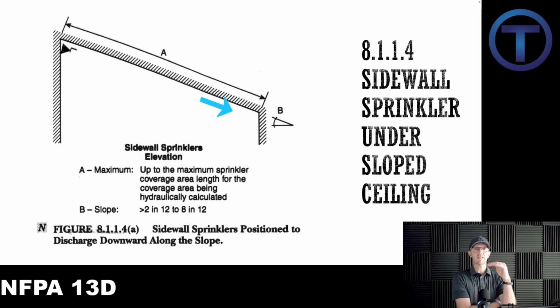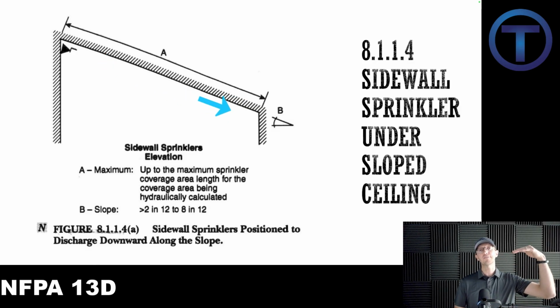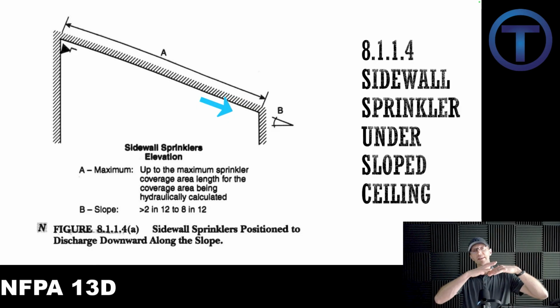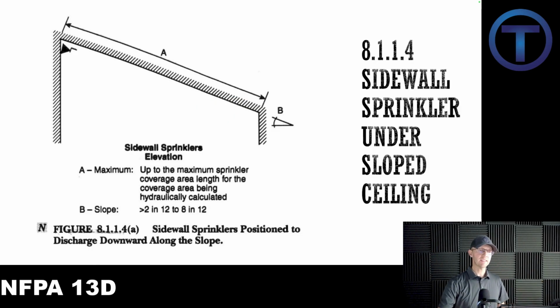The idea here is if we shoot water directly into the slope of the roof, it's just going to hit that ceiling and fall straight down. What we need is a dispersement of water, so that angle has to follow the slope so that that water is spreading down along the ceiling. That's the intent of this.